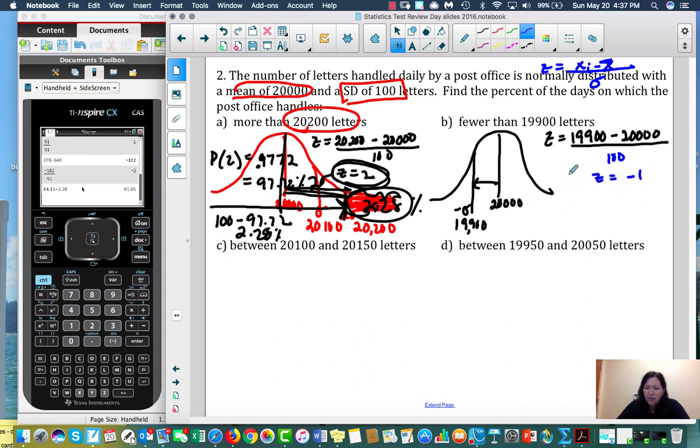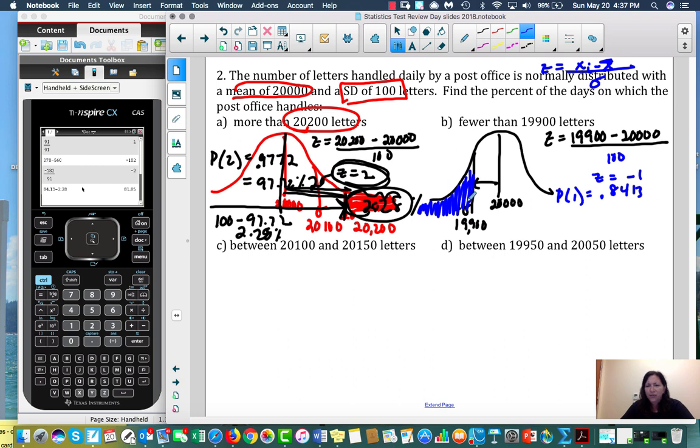And so now what I need to do is I need to find P of 1, or -1, right? And in doing that, if let's say I only had a positive chart, I'm going to find P of 1 and then subtract. So what I have is 0.8413 for P of 1, because I know it's 1 standard deviation away, it's just over there. So we want fewer than 19,900. So when they say fewer than that, this is what I'm looking for here, this left side data. Okay, so we get 84%.